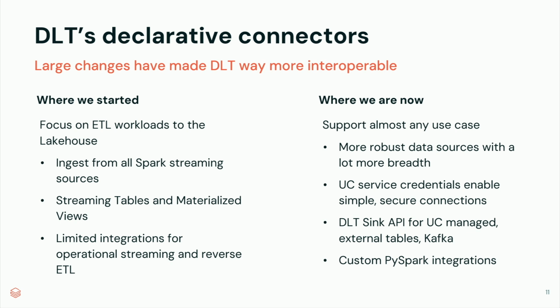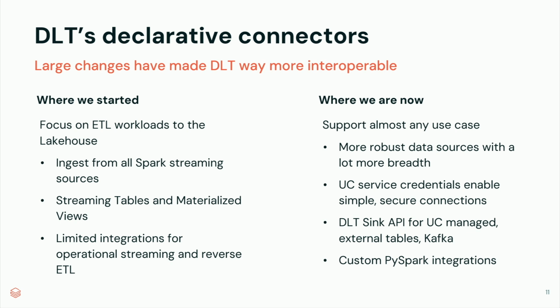We have UC service credentials working for all of our message buses. That means, and I'll go through a code example on this, that you can very, very easily manage your connections in DLT to your Kafka topics, to your Kinesis streams, to PubSub, to Pulsar, and so on and so forth. You don't have to hardcode any credentials. We handle credential rotation and everything like that out of the box. And it's very easy for you to start up and share those credentials across your team using permissioning and governance through UC.